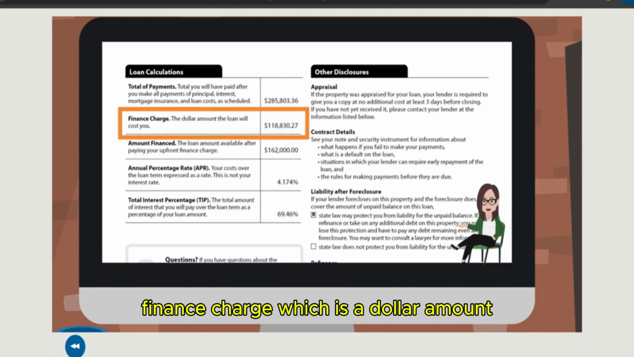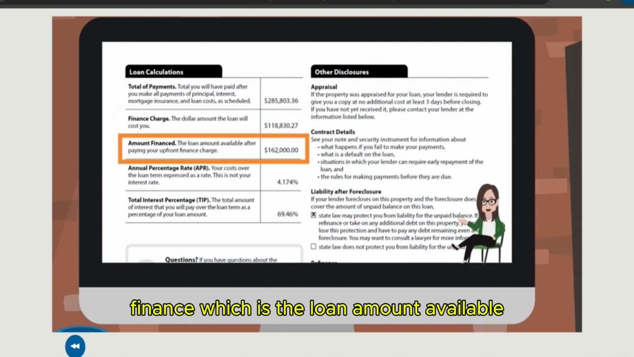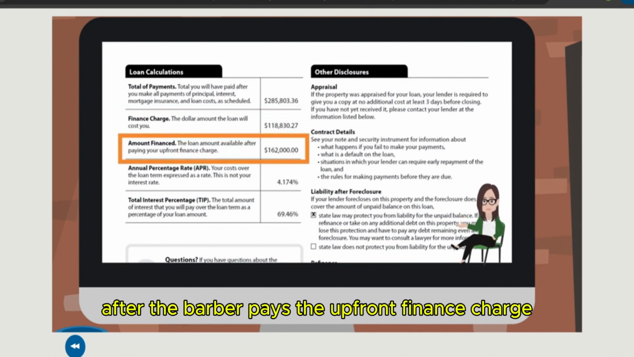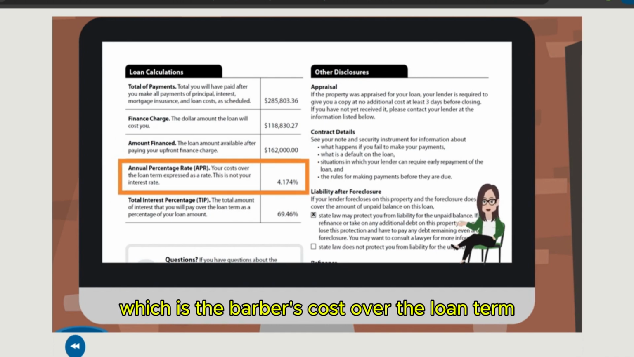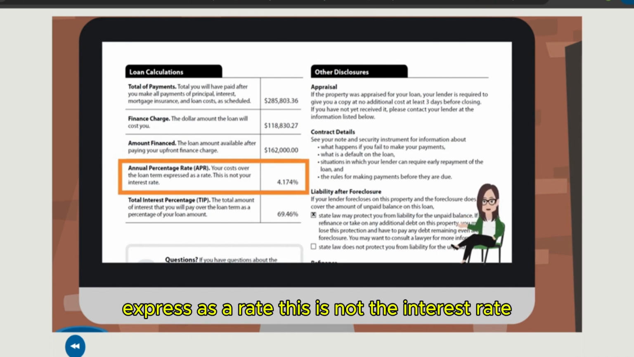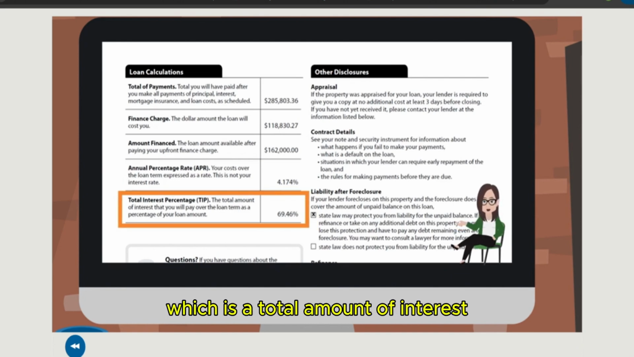Finance charge, which is the dollar amount the loan will cost your borrower. Amount financed, which is the loan amount available after the borrower pays the upfront finance charge. Annual percentage rate, or APR, which is the borrower's cost over the loan term expressed as a rate. This is not the interest rate. And total interest percentage, or TIP, which is the total amount of interest your borrower will pay over the loan term as a percentage of the loan amount.